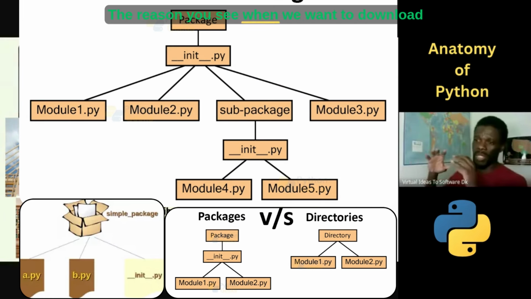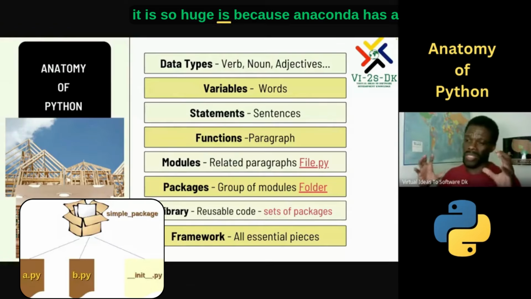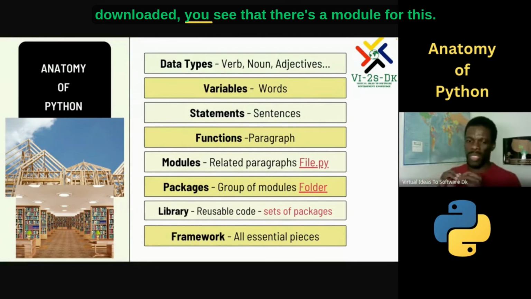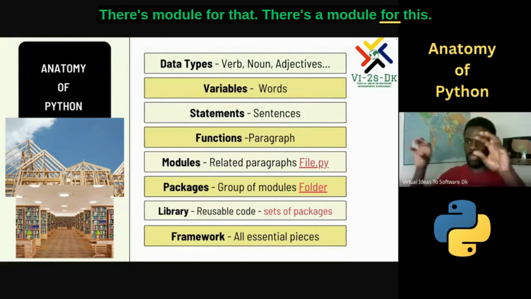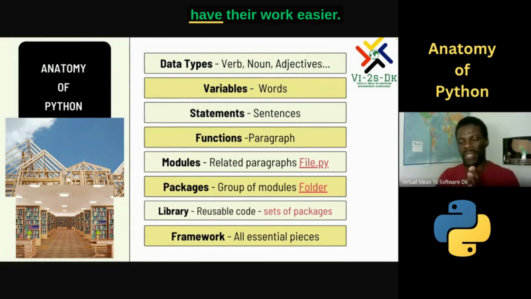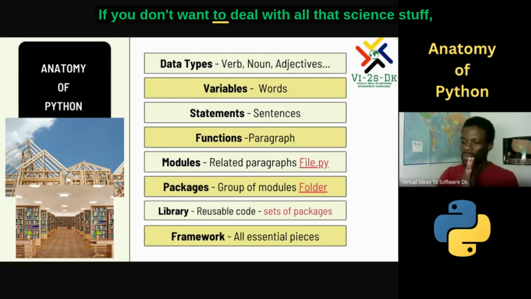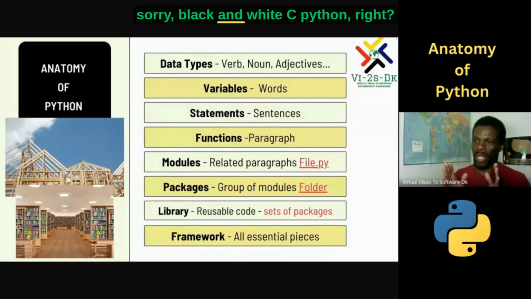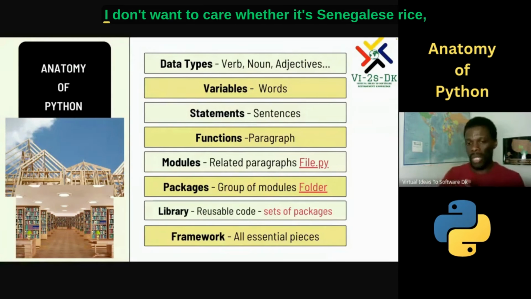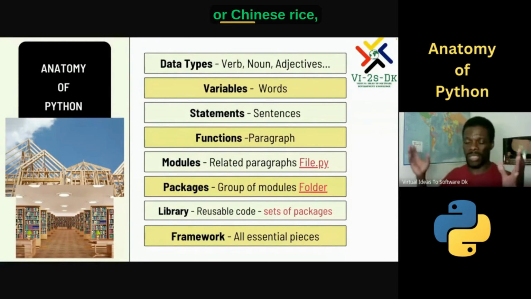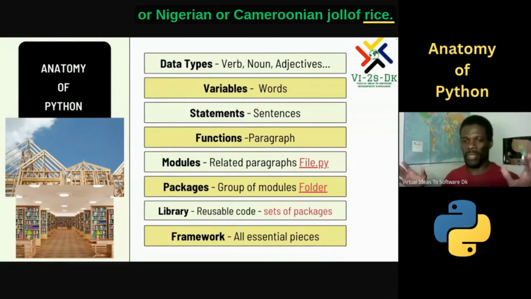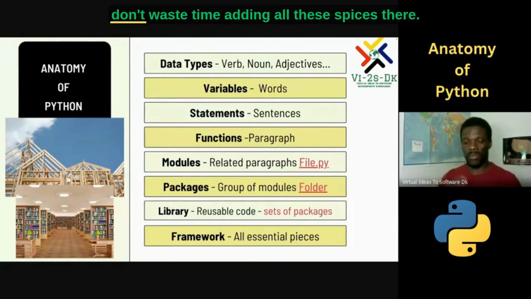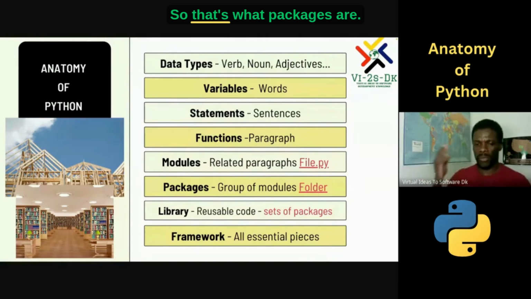The reason you see when we want to download Anaconda, it is so huge, is because Anaconda has a lot of packages. If you dissect that Anaconda that we downloaded, you see that there's a module for this, there's a module for that, there's a module for this. All those modules are in there to make scientists have their work easier. If you don't want to deal with other science stuff, then just get to your black and white C Python, right? Again, I don't want to care whether it's Senegalese rice or Chinese rice or Nigerian or Cameroonian rice. I just want my plain old rice without any flavor or anything. Just give me that rice. Don't waste time adding all these spices there. So that's what packages are.